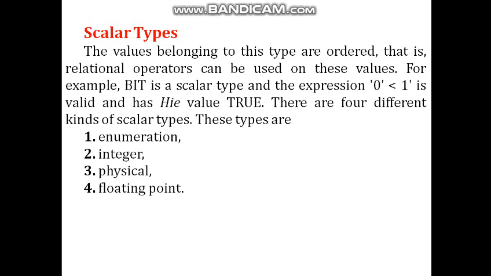There are four different kinds of scalar types. Again, a scalar type has four different subtypes: the first is enumeration, second is integer, third is physical, and fourth is floating. Enumeration, integer, physical and floating.